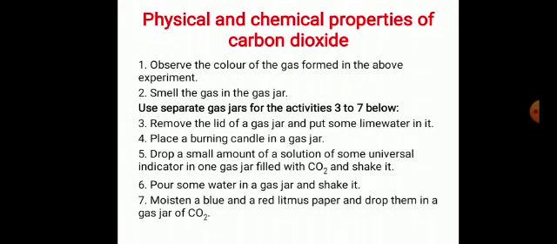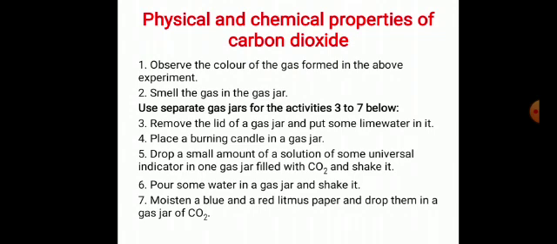The carbon dioxide gas has to be collected in 3 to 5 gas jars, and the following steps are done. Remove the lid of the gas jar and put some lime water in it. Next step is place a burning candle in the gas jar. Next, drop a small amount of solution of some universal indicator in one gas jar filled with CO2 and shake it. Pour some water in the gas jar and then shake it.